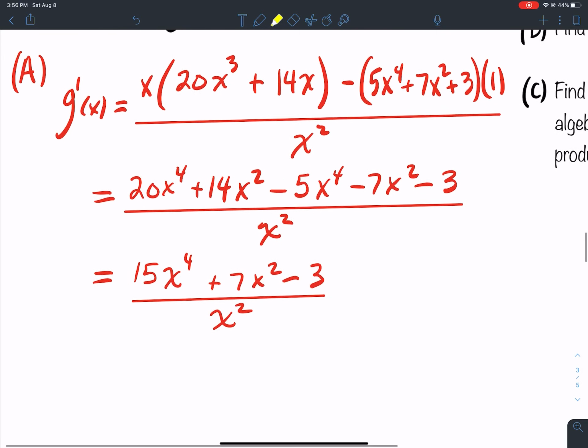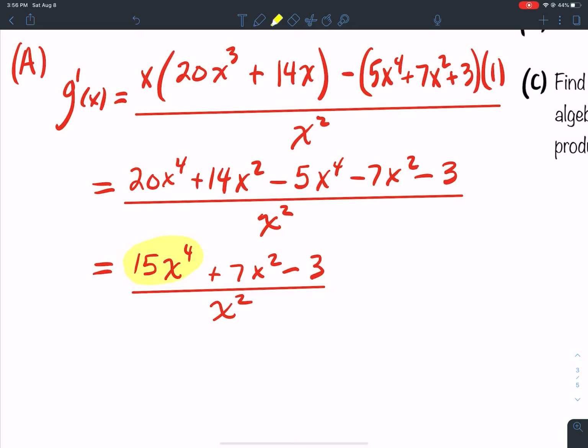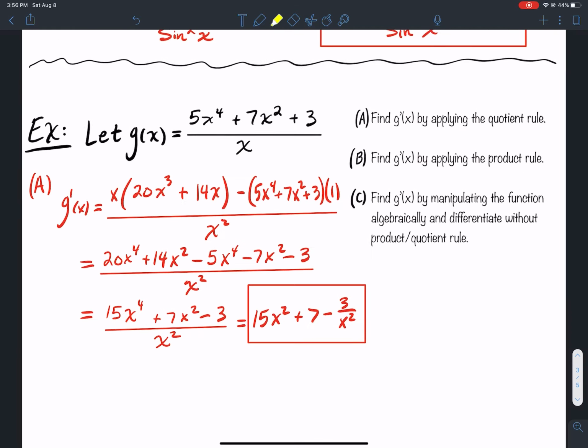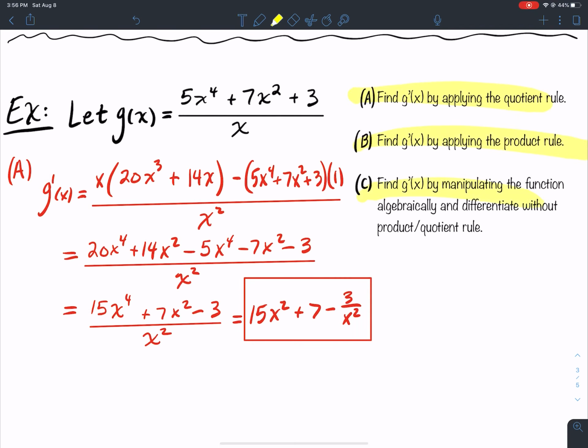Now I have 15x to the 4th divided by x squared. Guess what? There's 4 x's up top, 2 down low, so the top wins by 2, so it's x squared in the numerator. Here I have an x squared here and x squared there. Those cancel, so that just leaves me 7. And then here I have 3 and then x squared. So that's just going to be 3 divided by x squared right there. So that's my answer right there. So that is the derivative of all 3 of these.